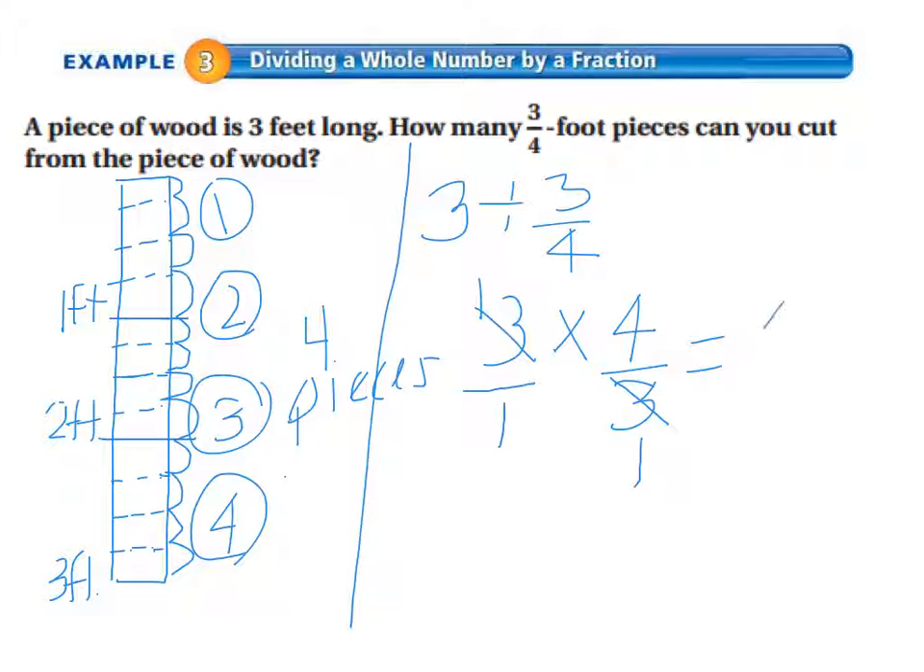Now I have 1 times 4 is 4, and 1 times 1 is 1. Any number over 1 is its own number when we simplify, so 4 over 1 is the same as 4. 4 pieces of wood again. Four pieces of 3/4 size.